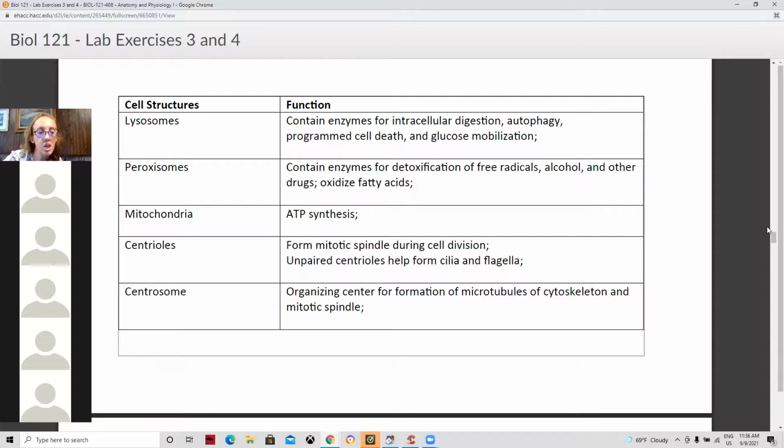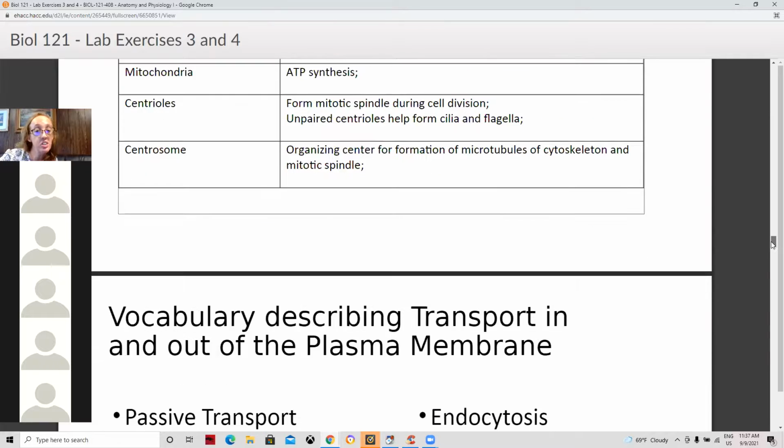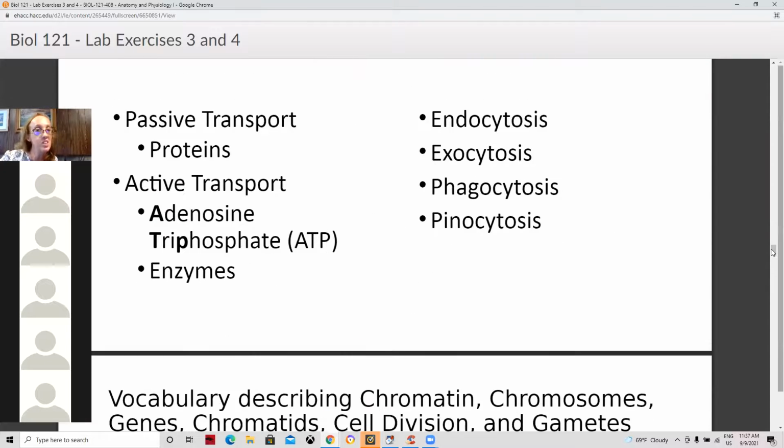Does that help, Lakeisha? Yes, I just didn't know what the ATP stood for. That's a good question. I think I have it on another slide, but that's a very good question.